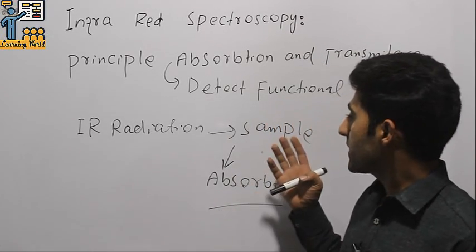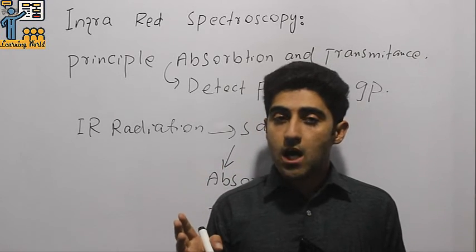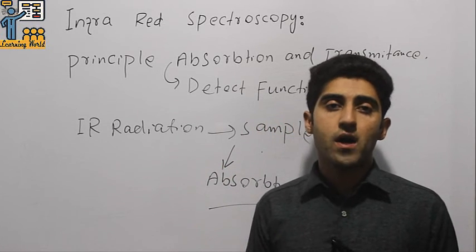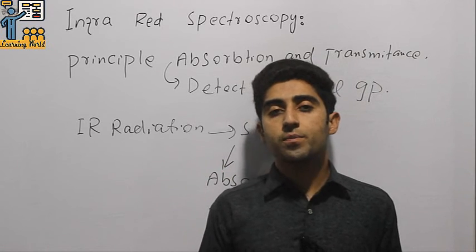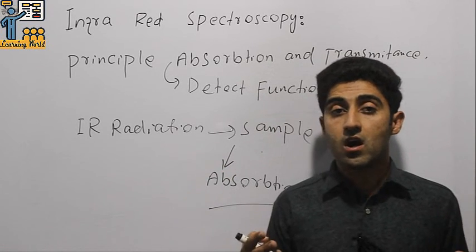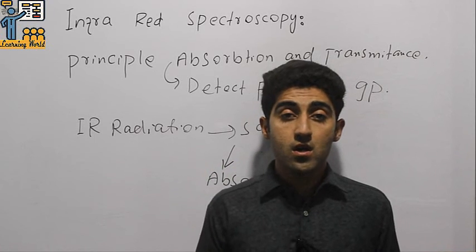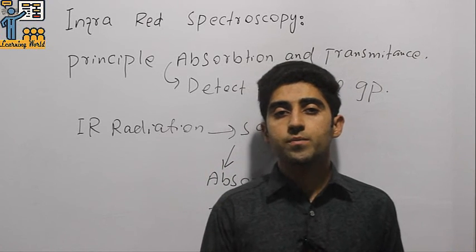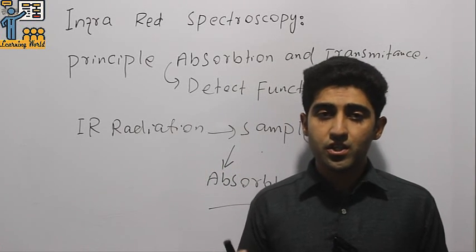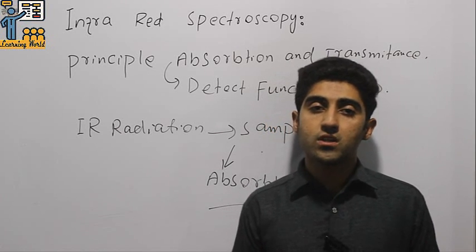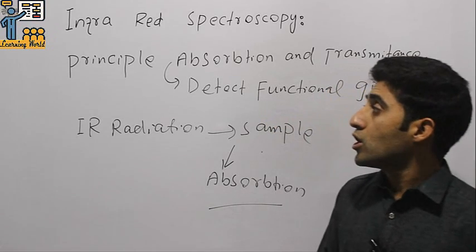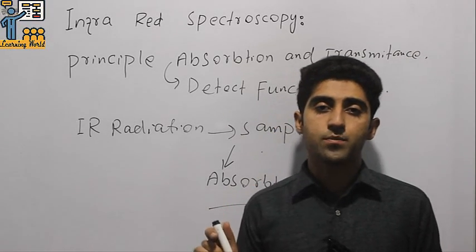If a sample absorbs some infrared radiation, it will behave like a spring. Then it will cause some vibrational rotational spectra. From this vibrational rotational spectra, such as stretching or bending, we can easily detect the functional group of a compound. So this is the main principle of IR spectroscopy.